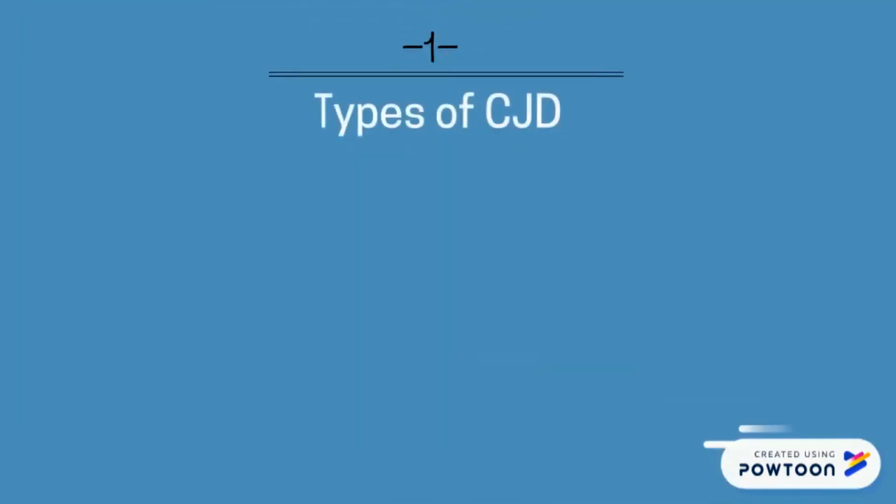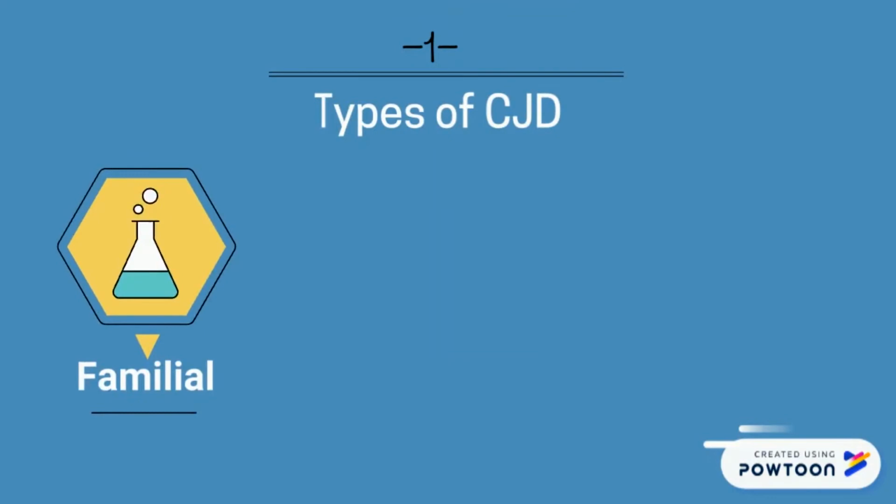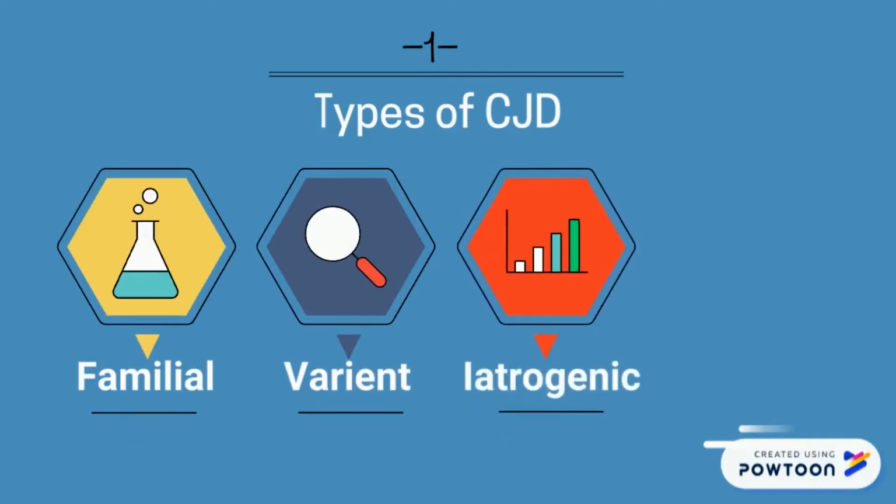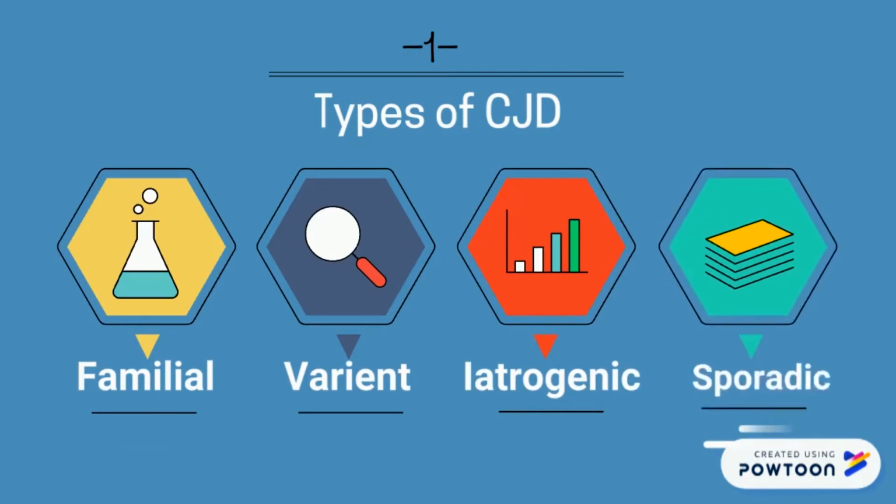We have four types of CJD: familial, usually an inherited condition; variant, could be transmitted through contaminated foods such as cows with mad cow disease; iatrogenic, transmitted from the sporadic cases during surgical treatment; and sporadic, which is the most common to occur worldwide.